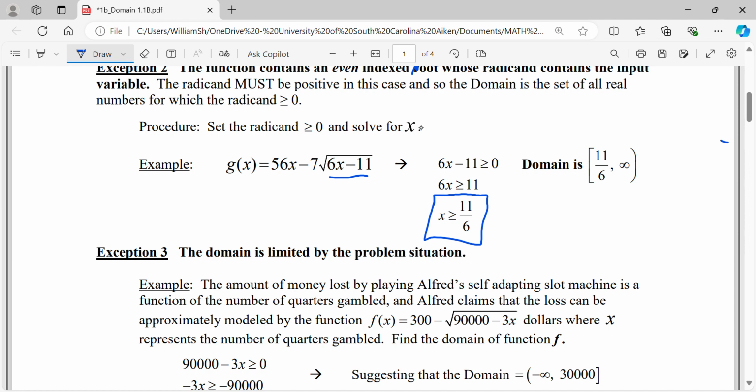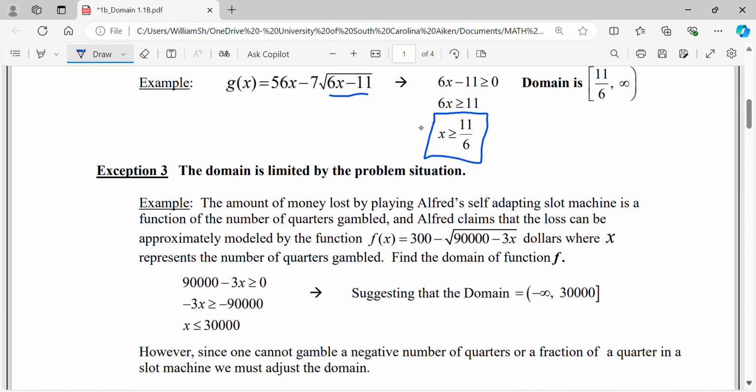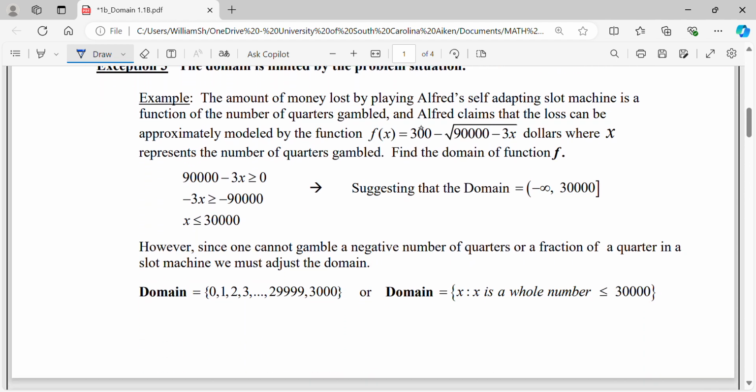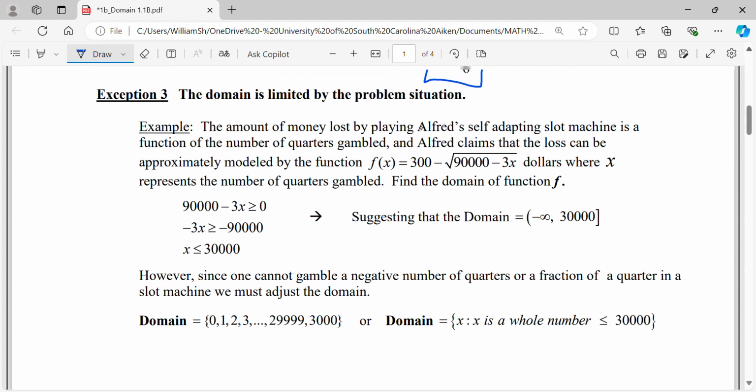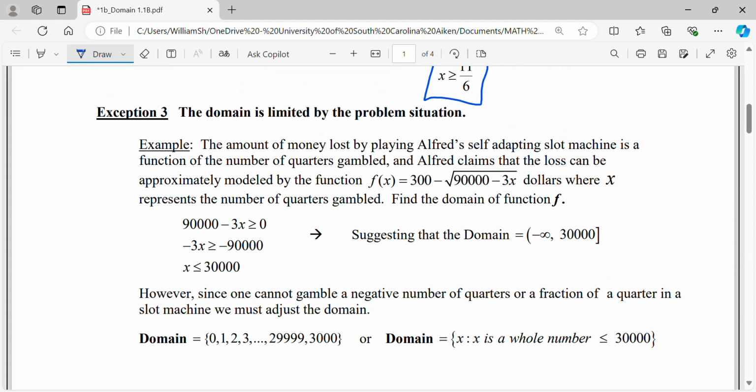Now, next part. So we've had the first two exceptions. Exception 3: the domain is limited by the problem situation. The first two are judged basically solely off of the function itself. The third one is based off of the problem situation.